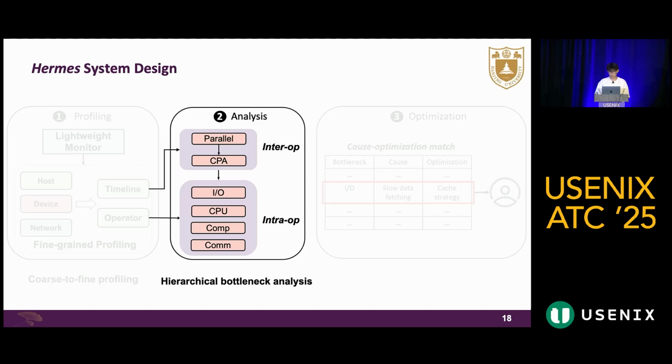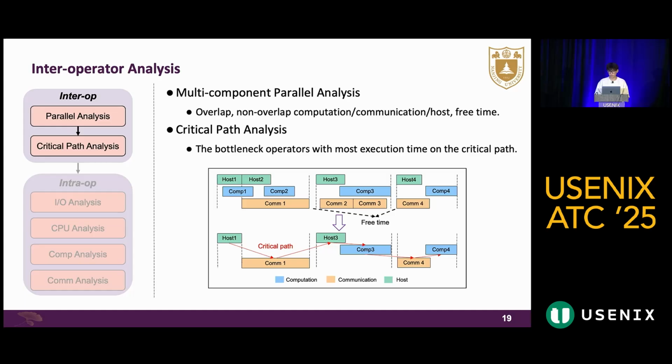Then let me introduce our two-level hierarchical analysis. It starts with inter-operator analysis. We analyze overlaps between computation, communication, and host operators using multi-component parallel analysis. If overlaps are poor, we identify parallel bottlenecks. Then critical path analysis helps us to pinpoint the most time-consuming operators on the critical path, guiding where to focus optimization efforts.